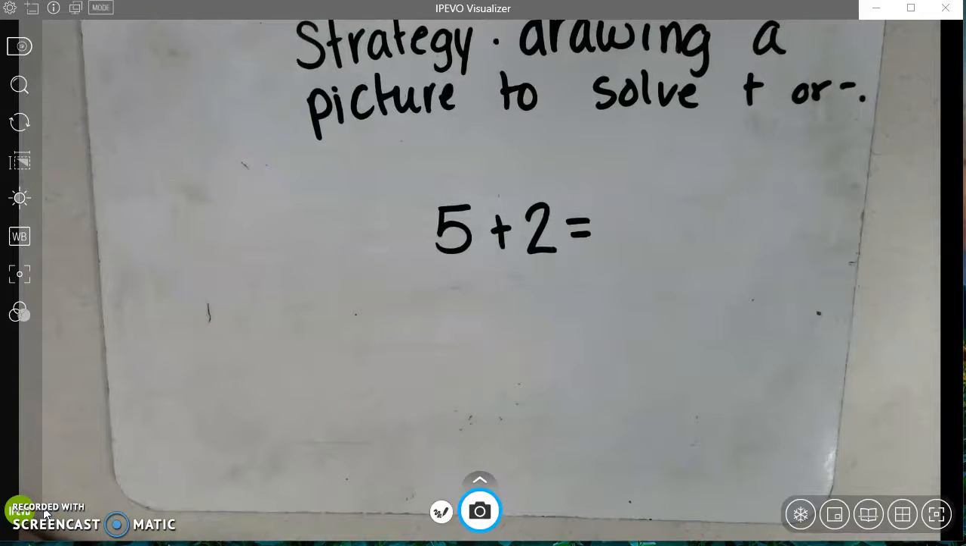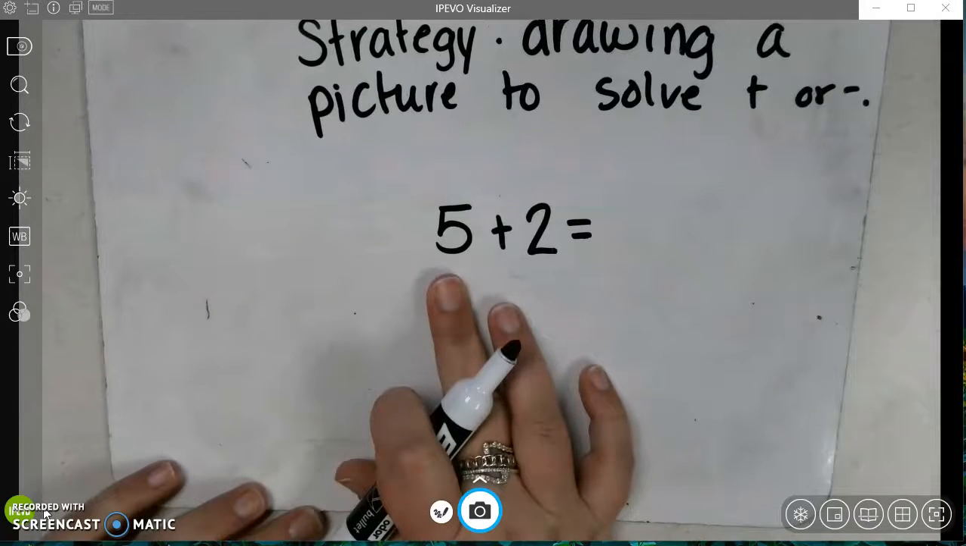Even if you know the answer, check your answer that you think it is by drawing a picture. All right, friends, did you draw your picture and solve your problem? Let's see what 5 plus 2 equals.